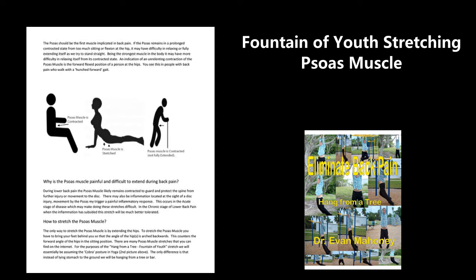You will see this in people with back pain who walk with a hunched forward gait. So sitting down, psoas muscles contracted. This is the cobra position in yoga. We're extending the back, psoas muscles stretched, and this position is the psoas muscle stretch that we're going to do hanging from a pull-up bar. It's just the cobra position in an upright position, and then I'm going to show you how to do this lying on the edge of a table as well.